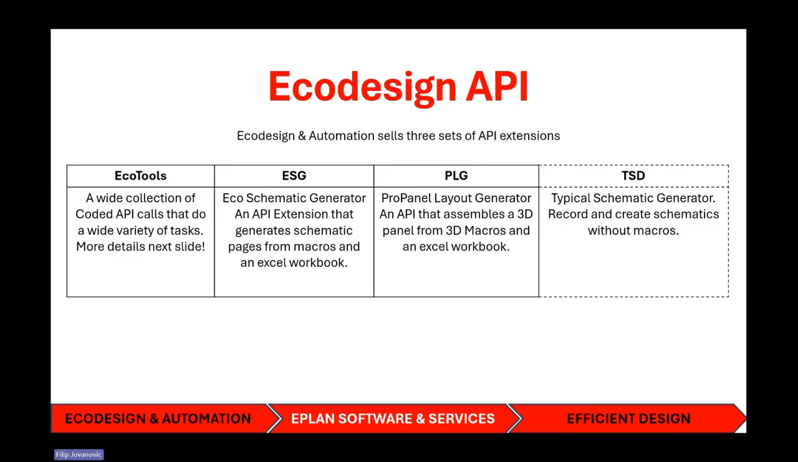The second one is the Eco Schematic Generator. It's an API that allows us to generate macros en masse by reading an Excel workbook, so you can generate an entire project, or multiple pages at once. The third one is the Pro Panel Layout Generator. It works similarly to the Eco Schematic Generator, except you're generating a 3D panel using 3D macros from an Excel workbook.